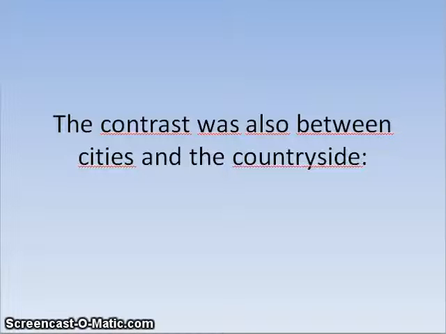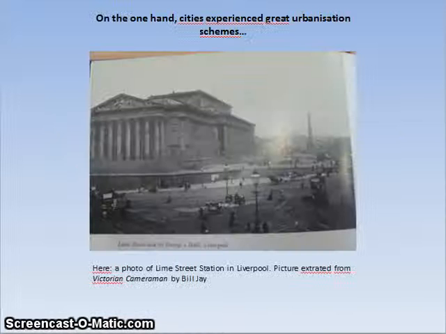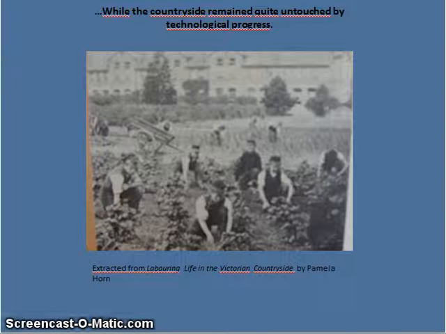The second contrast was between cities and the countryside. On the one hand, urbanization of the cities grew very quickly and very impressive buildings were built, like we can see in this picture representing Liverpool train station, which is called Lime Street. But on the other hand, the countryside remained quite untouched by the technological progress of the cities, and thus remained very rural, as you can see in this picture.